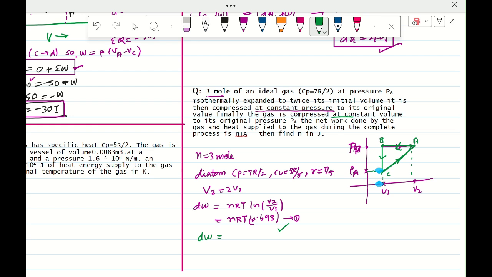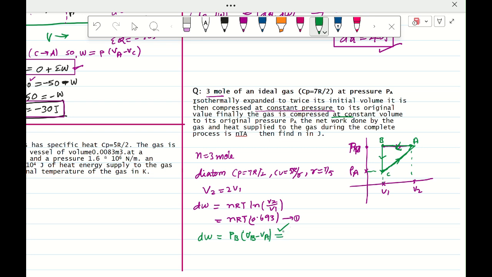Here I don't have the values of T2 minus T1, I need to find out the T2 minus T1 value. Here T2 and T1 are not known. That's why P into dV I can take, right? PB into dV. That means PB into VB minus VA.